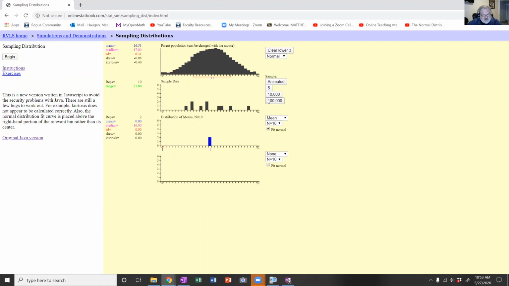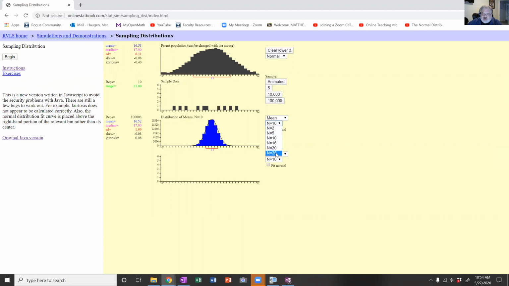Keep that in mind. This is not a sample size of 100,000. This is 100,000 samples of sample size 10, and collected all their averages. Notice not only is it normally distributed, it had to be since our original population was normally distributed, but notice it's much tighter than this one is. These scales are the same. So this is a much tighter distribution than this one is.